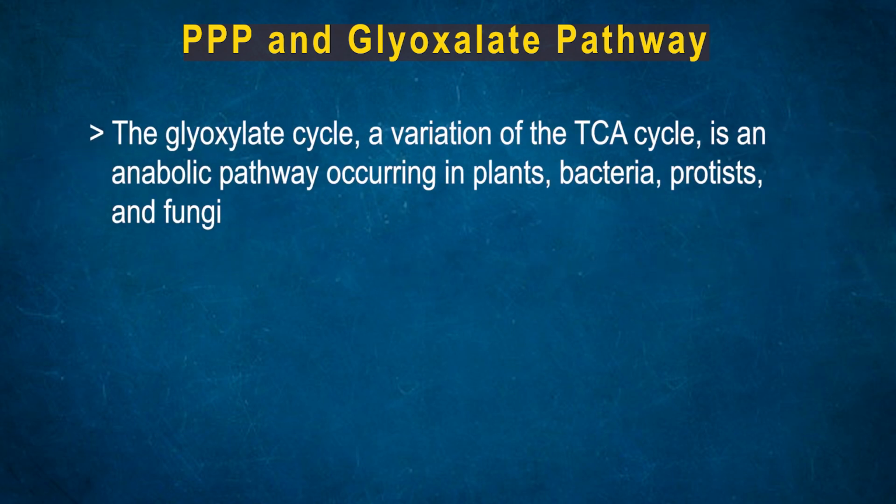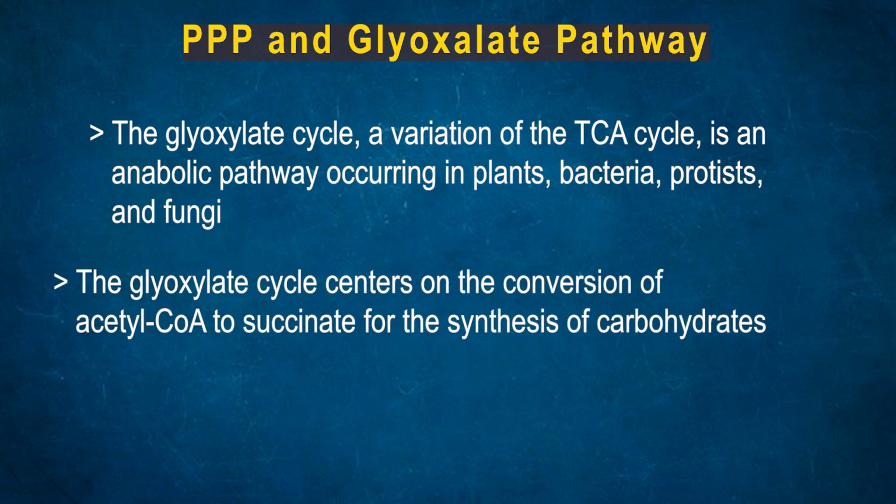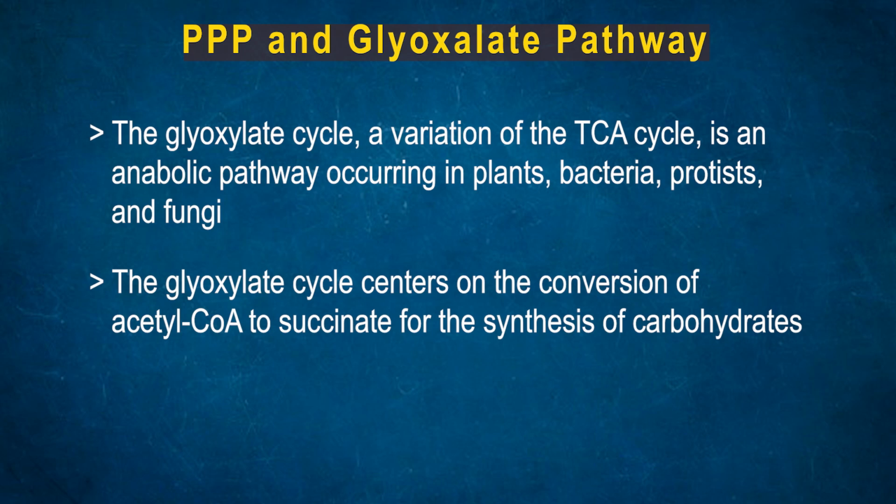The glyoxylate pathway is very specific, a variation of the TCA cycle, an anabolic pathway in some plants, microbes, bacteria, protists, fungi, etc. So in this glyoxylate pathway, you will get to know how acetyl-CoA is getting converted to succinate for the synthesis of carbohydrate. So these two specific pathways you will know here, the mechanism, the outcome, significance, etc. Reactions as well.